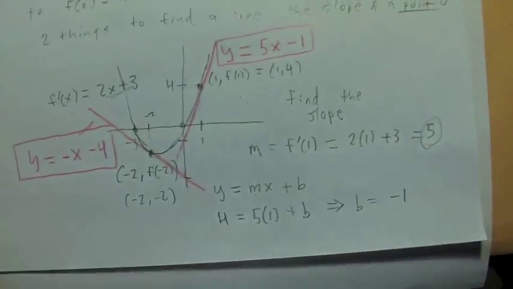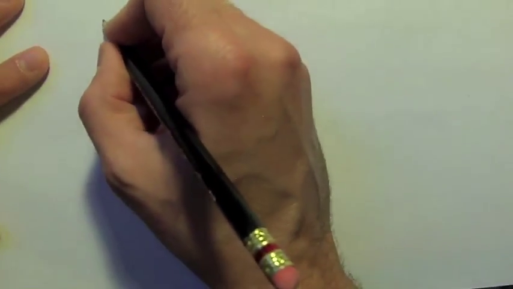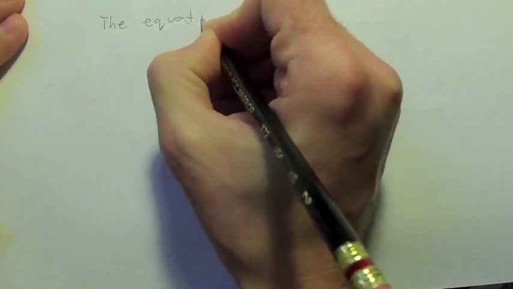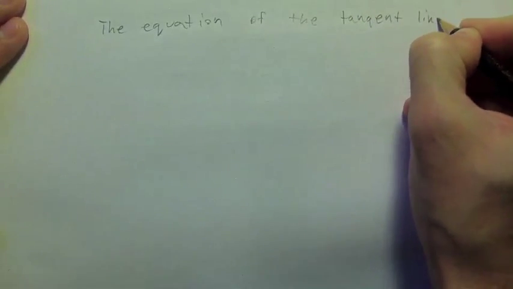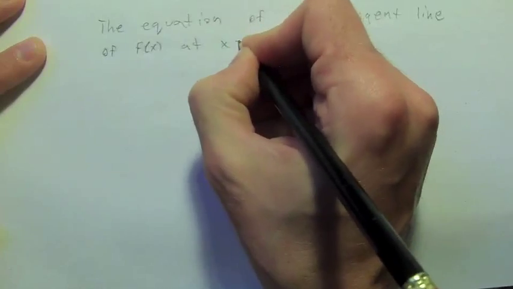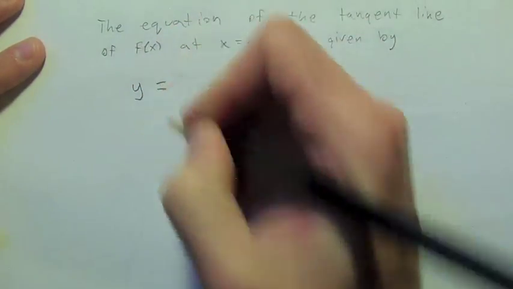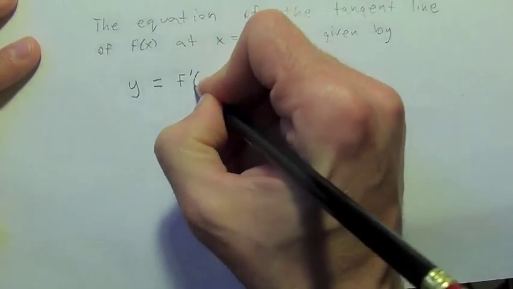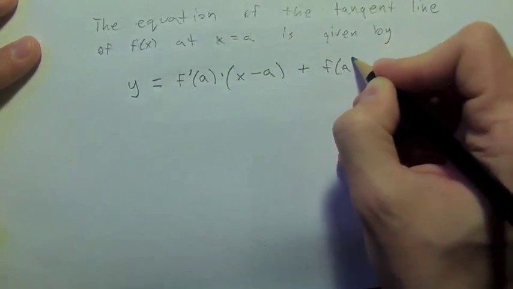Okay. Now, when you start doing this enough, you'll start to see a pattern. Okay, and there's actually a formula that we can use that simplifies this process a lot. Basically, the equation of the tangent line, I should say of f of x at x equals a is given by, okay, it's going to be y is equal to f prime of a times x minus a plus f of a.